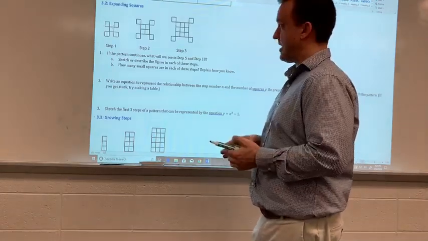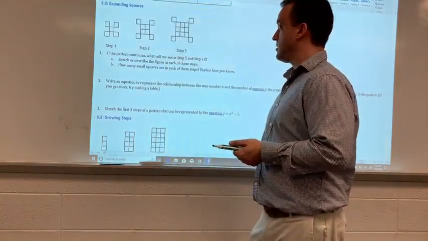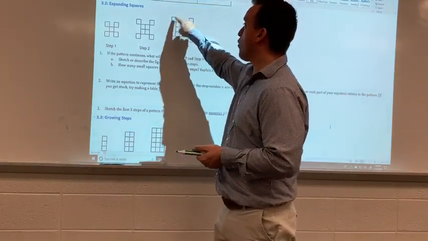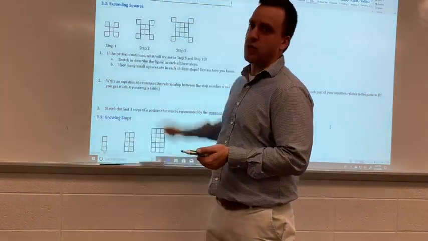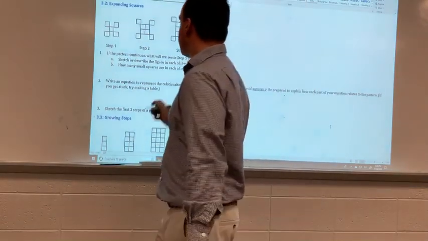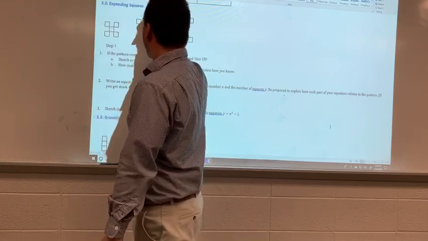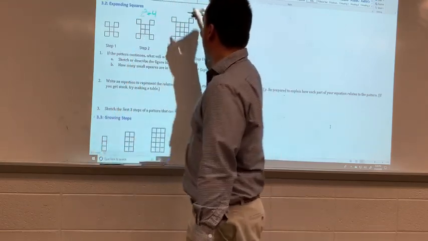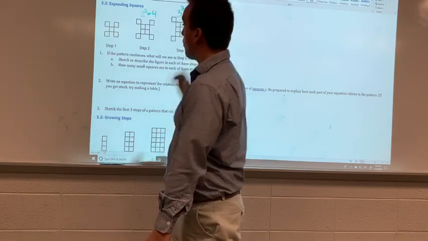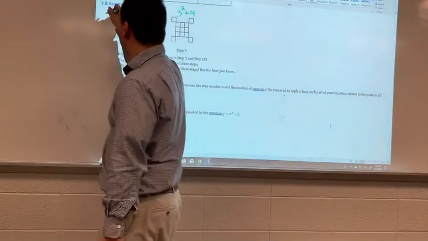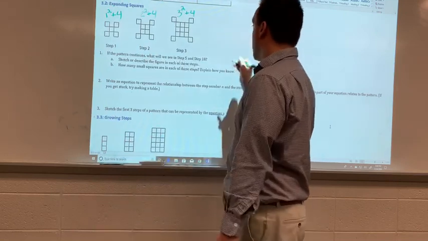In looking at this, I know that this is going to be quadratic because I see square patterns, and then I also see square patterns plus 4 along the outside. Step 2 helps me see the square better. I see step 2 as 2 squared plus 4 on the outside, and I see step 3 as 3 squared plus 4 on the outside. Working back for step 1, that's 1 squared plus 4 on the outside.